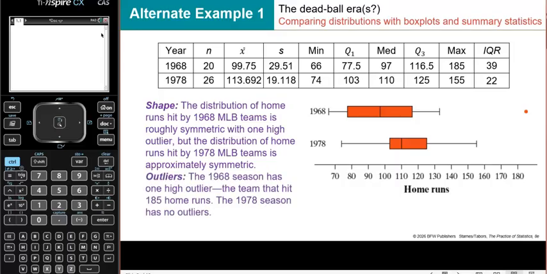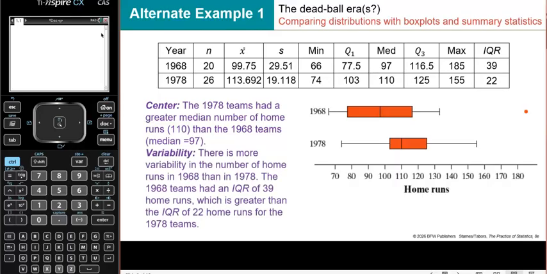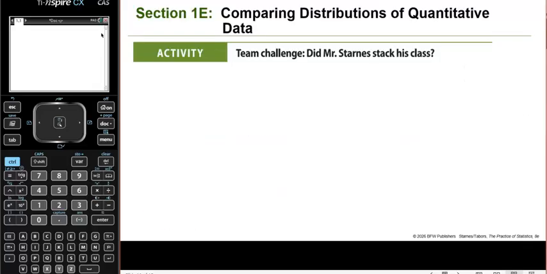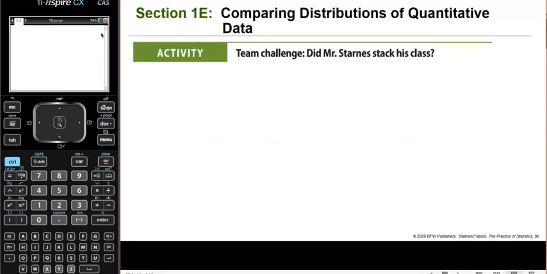Outliers. One high outlier clearly there for 1968. Center, so the median's really easy to compare there. And IQR. They just say there's more variability by mentioning the IQR. They're justifying it with the IQR.